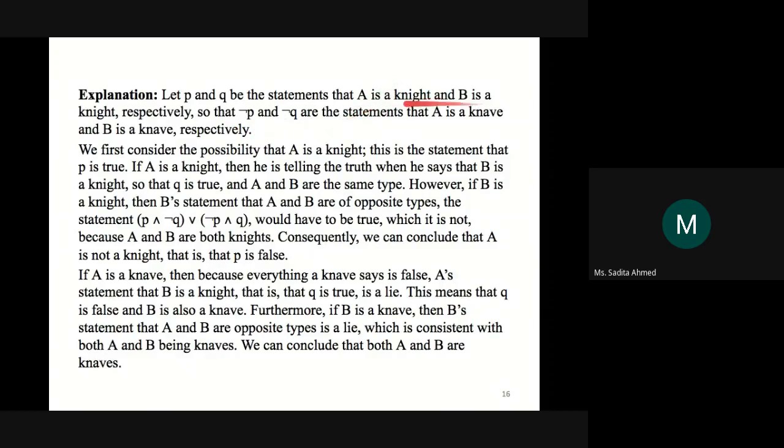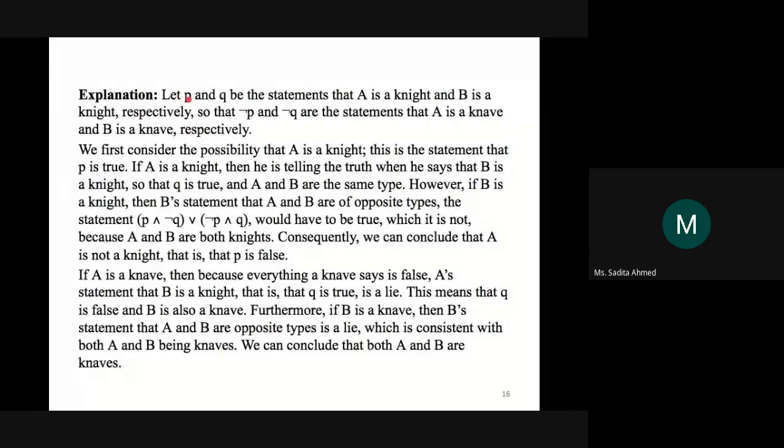All right. And from there, how did we lay down the logic? Just look at that. So first of all, our first assumption, what was that? A is a knight. If A is a knight, we are going with P is true. We are assuming that the truth value of the statement P is true.